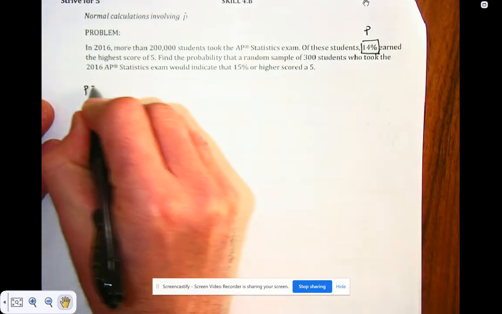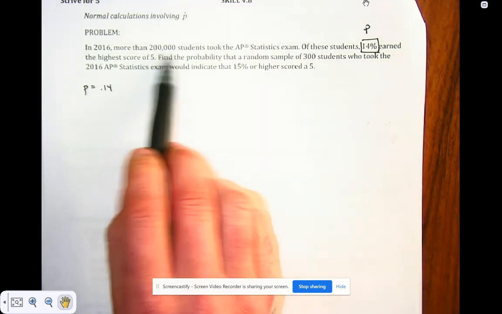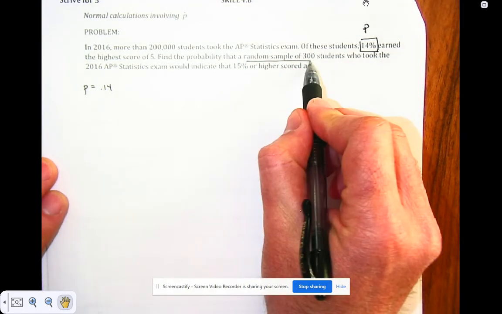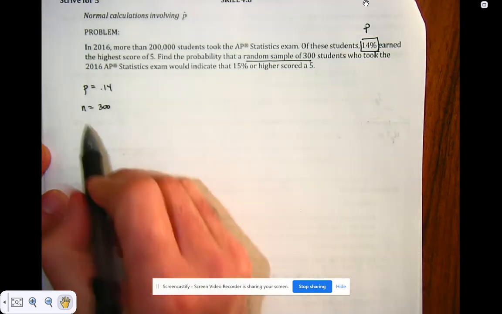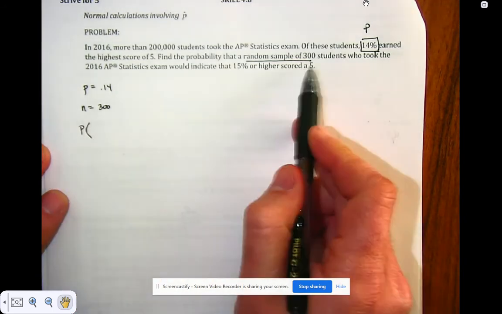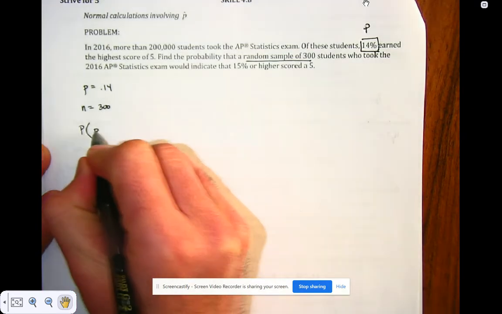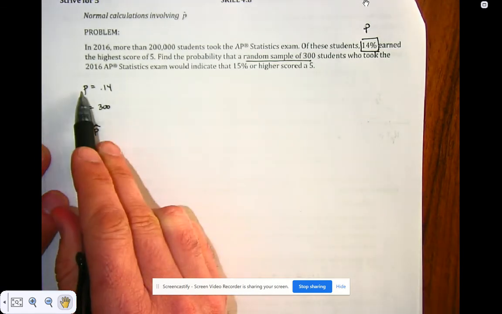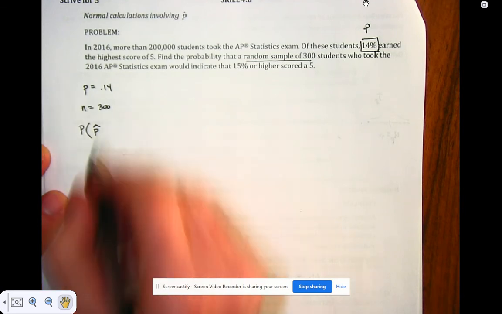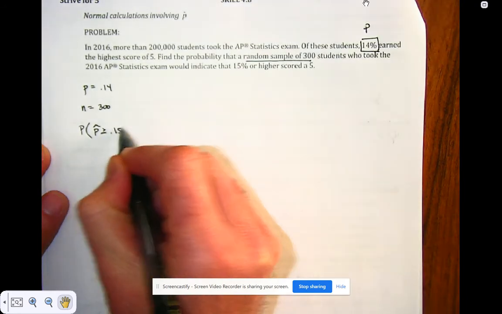So you can just kind of write down what we got. We know p is 0.14. Okay, there are more than 200,000 students that took the exam. Find the probability that a random sample size 300. So my sample is size 300. Okay, find the probability that this sample is greater than 0.15. So what's the probability that p hat, right? The proportion of your sample, that's why I dressed it up. This is population, this is a sample, is greater than 15% or higher. So greater than or equal to 0.15.